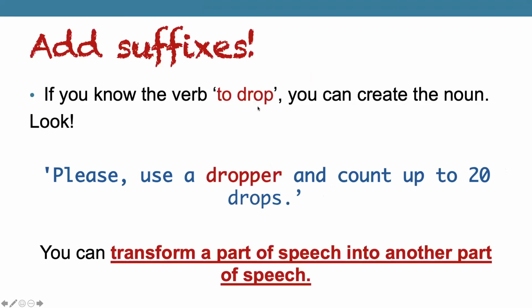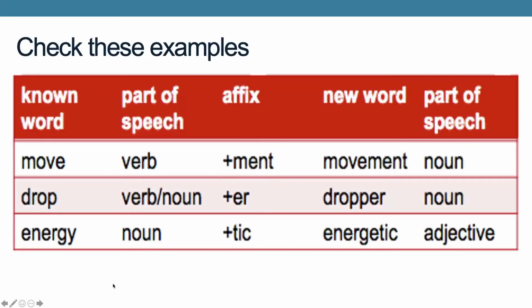If you know the verb to drop, gotear, you can create the noun. Look, you just add er, you get dropper, gotero. So you can create from drop, the verb, the noun, dropper. And you can transform a part of the speech, which is a verb in this case, into a noun in this case. Yes, so you transform a part of the speech into another part of the speech.